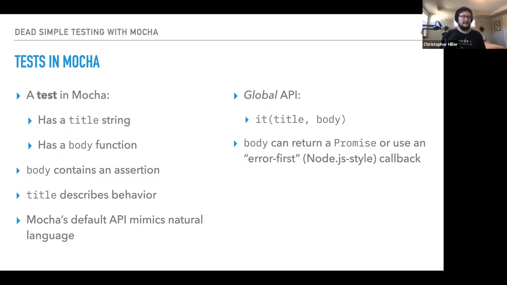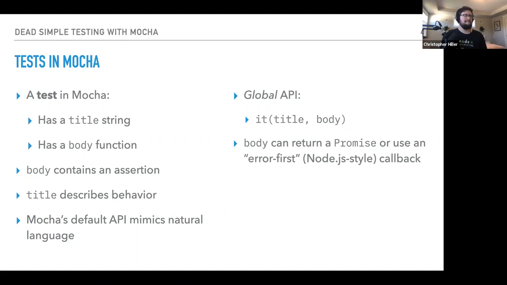A test has a title and it has a body. A body is just a function, and that function contains an assertion, maybe one or more assertions. And the title describes the behavior.